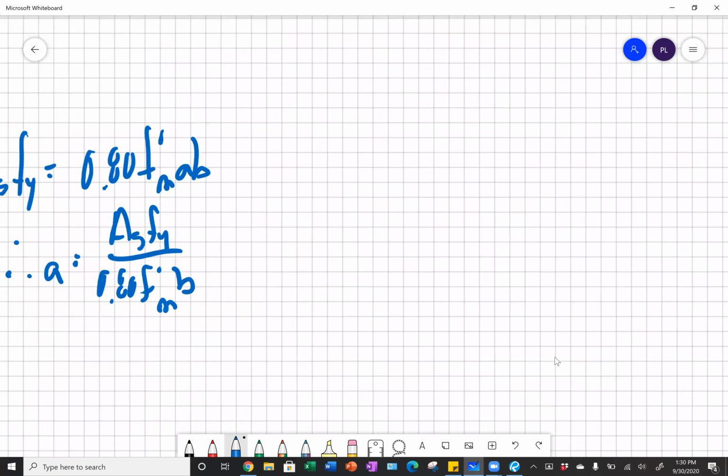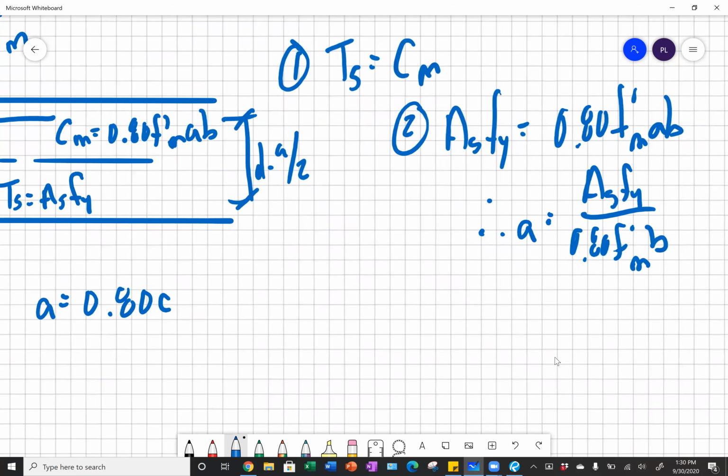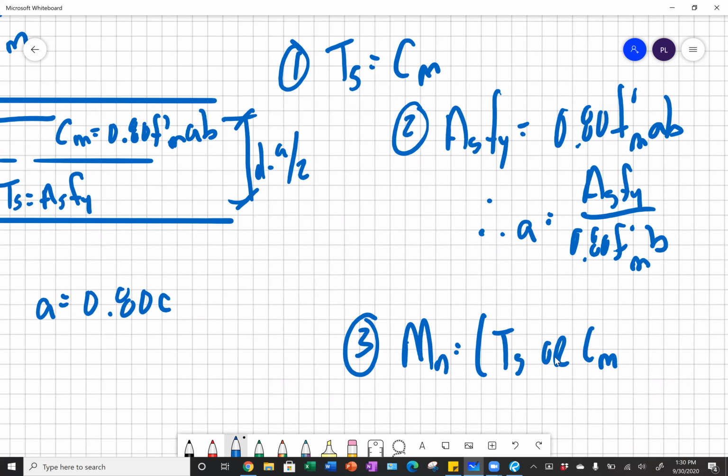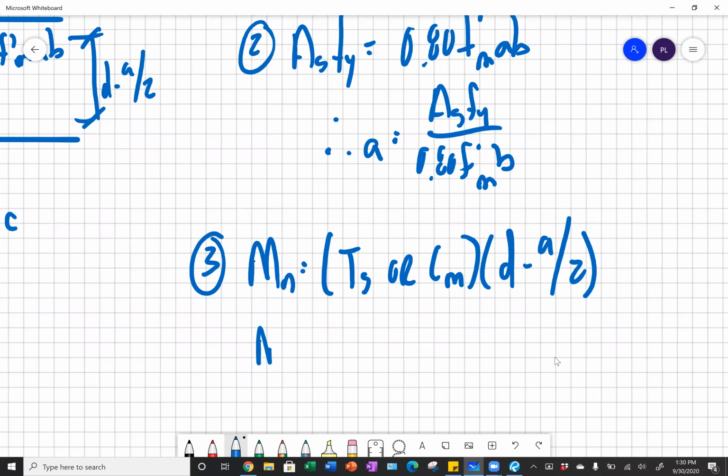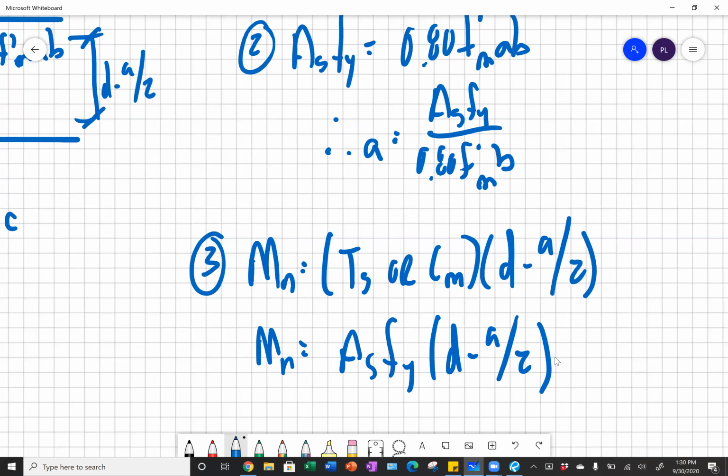So then we can calculate our nominal moment capacity of our masonry beam the same way. So our nominal moment capacity would be either our tension or compression force multiplied by our internal moment arm, d minus a divided by 2. And if we solve that for tension, it would be As times fy, our yield stress, times d minus a divided by 2. So it's virtually the same exact equation as for concrete design, just a few different factors.